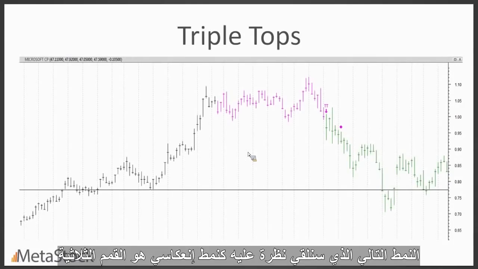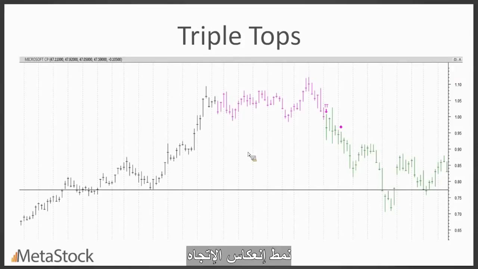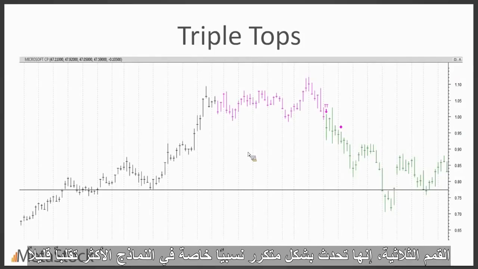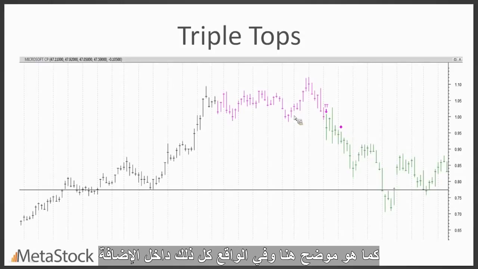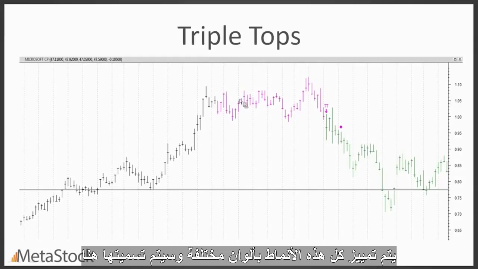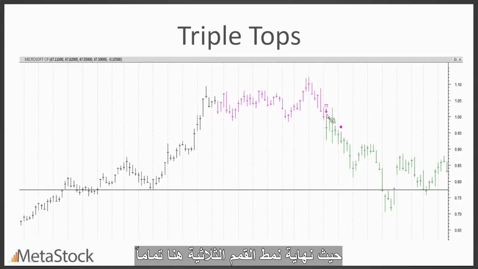The next pattern we're going to take a look at as a reversal pattern is the triple top trend reversal pattern. Now, triple top occurs relatively frequently, especially in more volatile instruments. As highlighted here, and actually all within the add-on, all of these patterns do get highlighted in different colors, and they will be labeled. The end of the triple top pattern is right here.